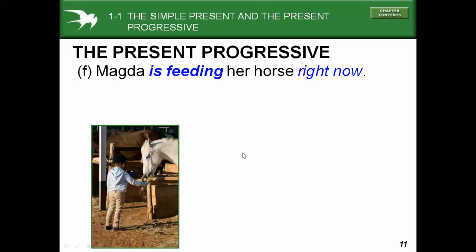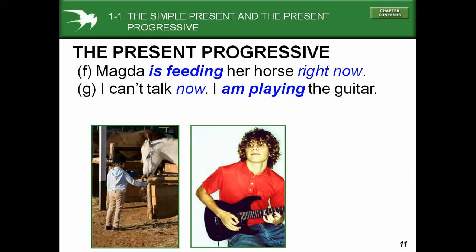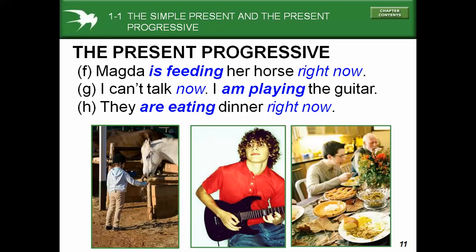The present progressive. The present progressive is composed of am, is, or are, the verb to be, plus verb plus ing. And it refers to actions happening right now. Magda is feeding her horse right now. I can't talk now. I am playing the guitar. Why? Because I'm playing the guitar now. They are eating dinner right now.